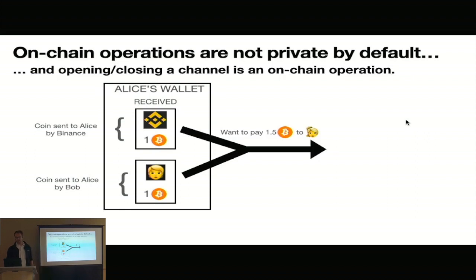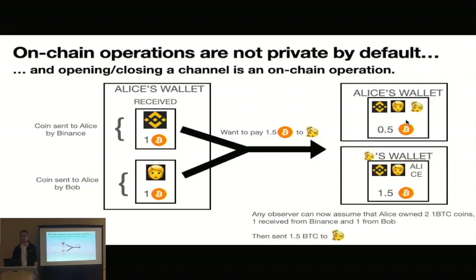But now, when she spends it, so she wants to pay Zoe 1.5 Bitcoin, on-chain there will be this consolidation, this link that will be made between these two entities and the receiver. Also every observer of the chain will be able to know that Alice received not one, but two coins, from these different entities, and that they sent it to Zoe. So consolidation is really a big enemy of privacy because you are basically linking your inputs together and everybody will now know that Alice had two coins.